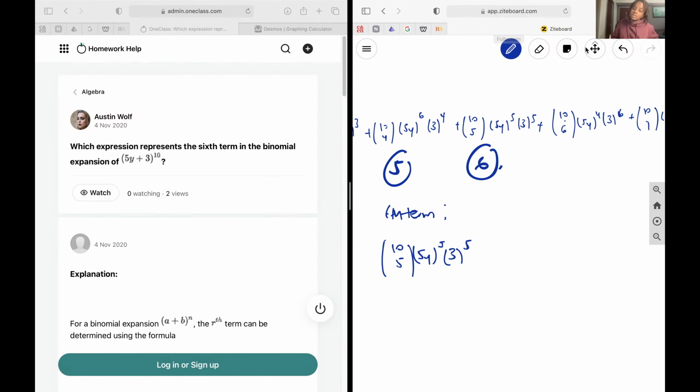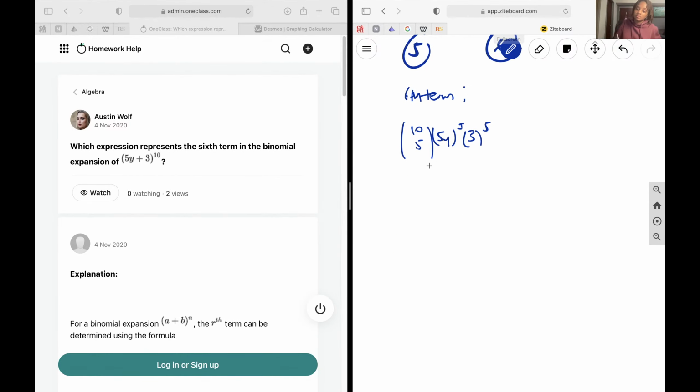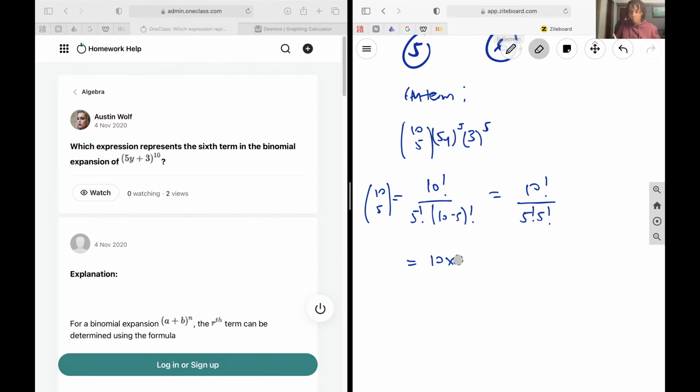So let's go about finding what this 10 choose 5 is going to give us. 10 choose 5 is 10 factorial over 5 factorial times (10 minus 5) factorial. That's 10 factorial over 5 factorial times 5 factorial. You can just quickly put that into your calculator, or you can simplify it by hand. This is going to give 10 by 9 by 8 by 7 by 6 by 5 factorial all over 5 factorial by 5 factorial.